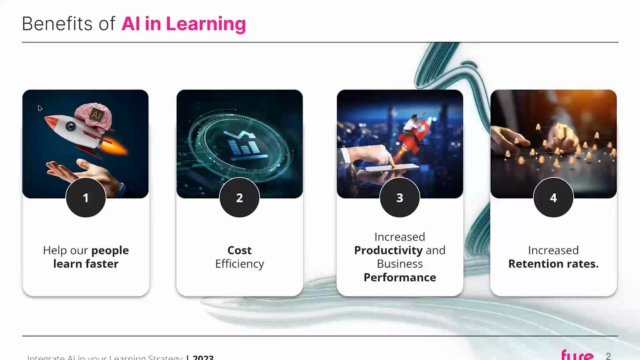Number one, I think we're interested in AI because it allows, used in the right way, our learners to learn faster. I think secondly, it's around cost efficiency. So how can we do more with less? So how can we create better content, faster learning, but in a more efficient way?